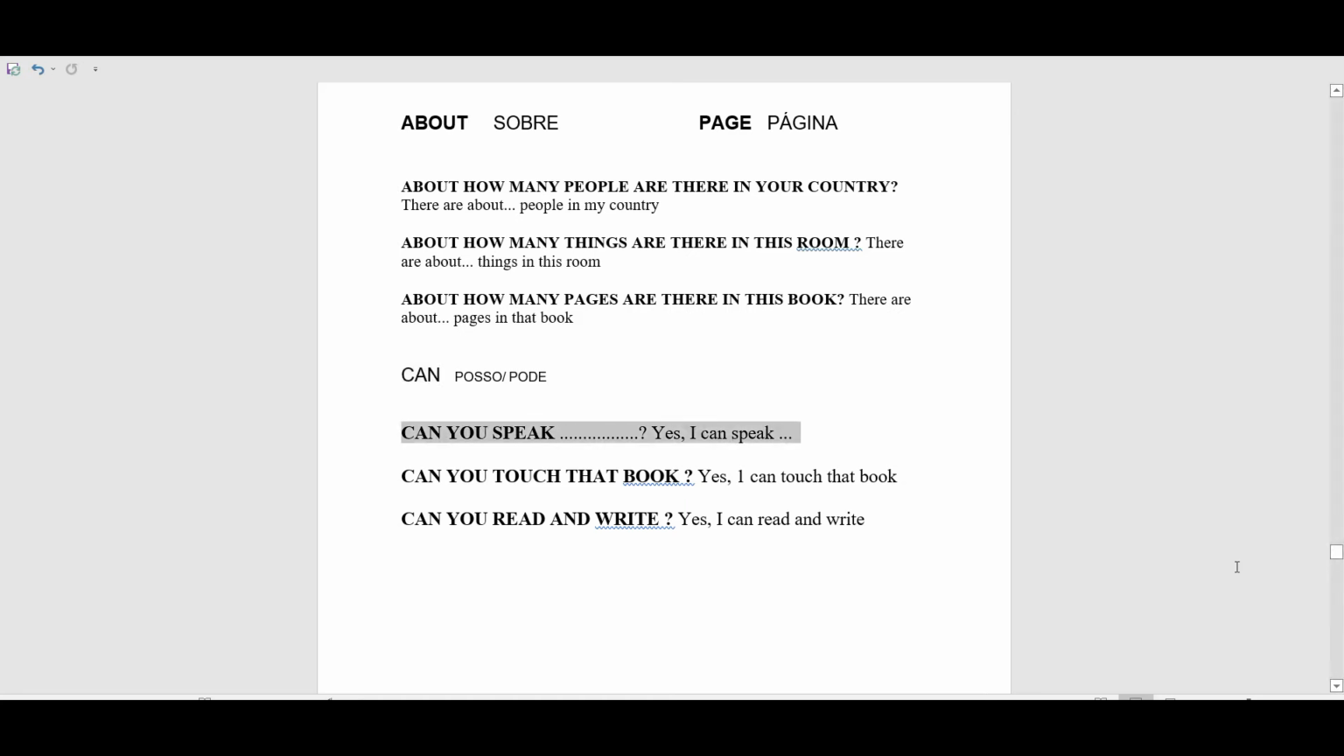Can you speak? Yes, I can speak. Can you touch that book? Yes, I can touch that book. Can you read and write? Yes, I can read and write.